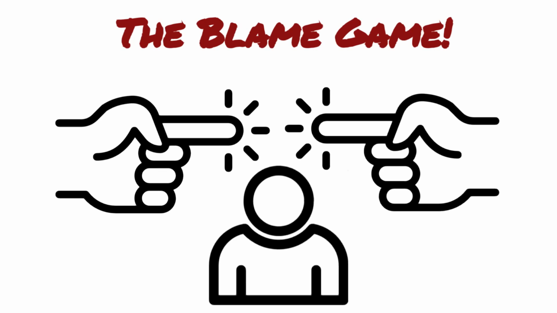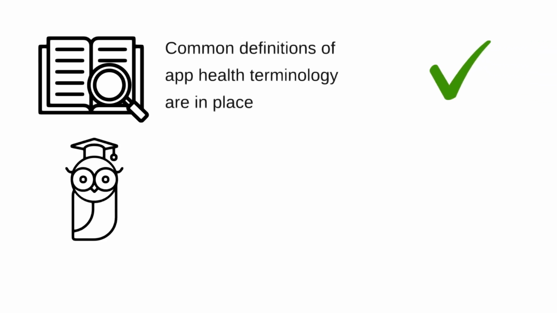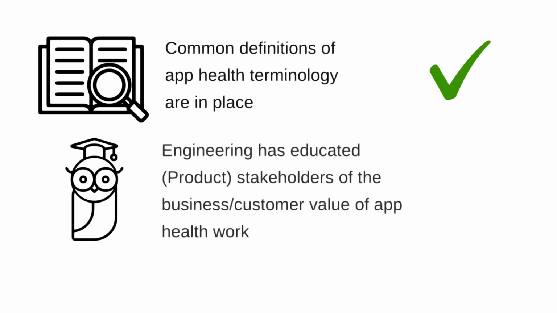All of that sounds pretty discouraging, so let's look at what is different when app health management goes well. As previously described, creating common definitions and using those definitions to classify work on an ongoing basis is the foundation. Next, engineering needs to take the time to explain the buckets of work to product so that they understand what the work is and how it ties to customer and therefore business outcomes that everyone should care about.